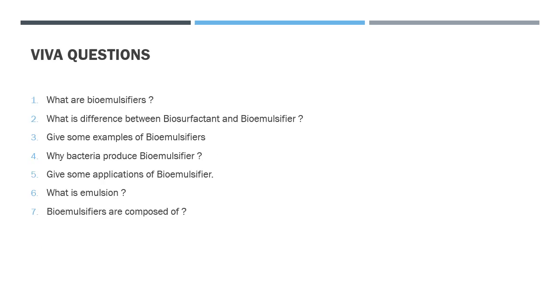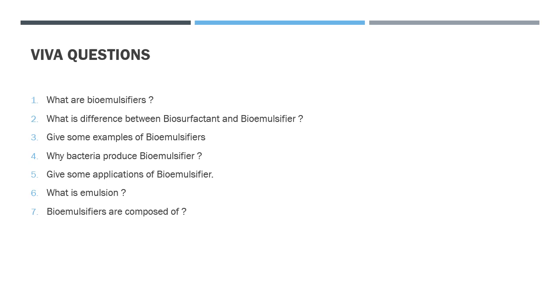So these are the viva questions that I could think of. These questions are very easy and all the answers are present in my slides. If you go back and check, you will get the answers for these. First is, what are bioemulsifiers. These are compounds which are produced by microorganisms which are able to stabilize the hydrocarbon emulsion in water. This is the basic definition.